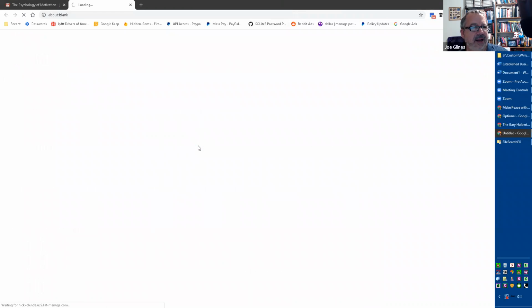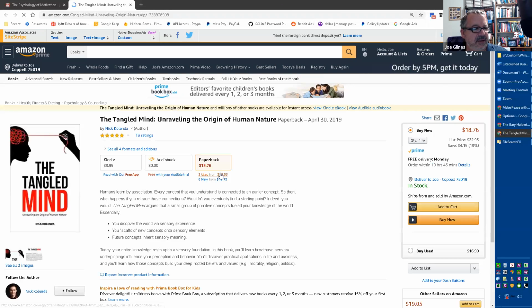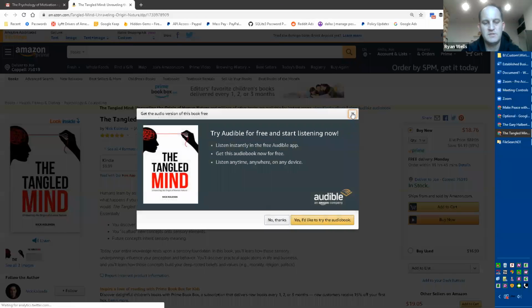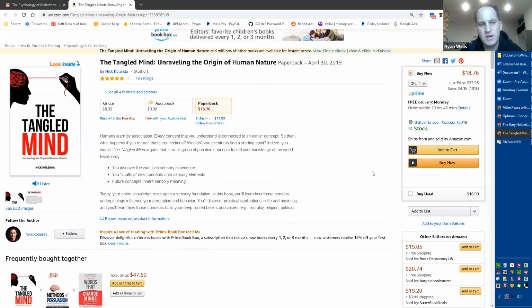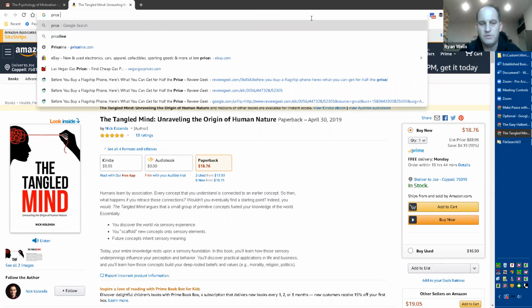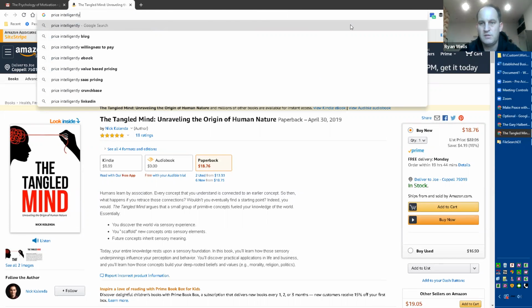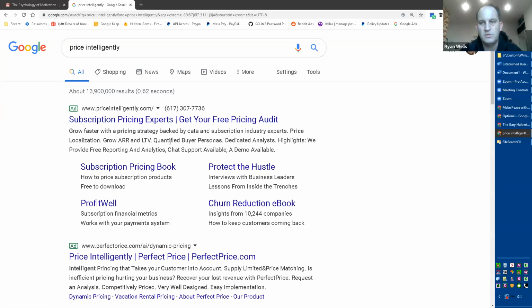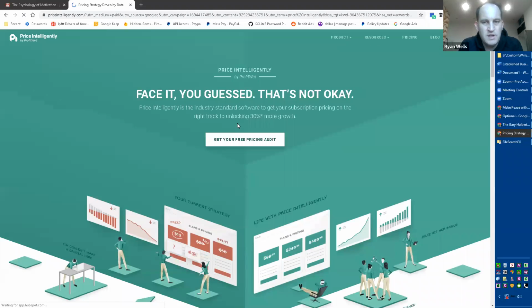Let's go to the Tango Mind. I think if you search for him in the Tango Mind, here's his book, one of his books. Yeah, it's fantastic. The other resource, which is quite good in that regard, is called Price Intelligently. It's software as a service, but they also have a very good blog about how to manage your pricing strategies.